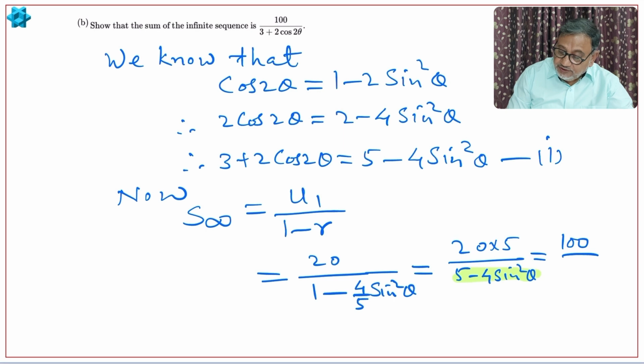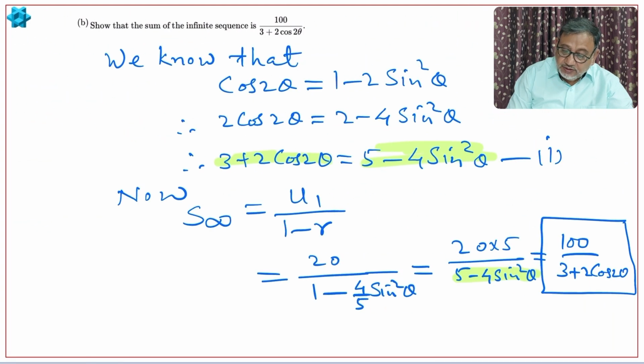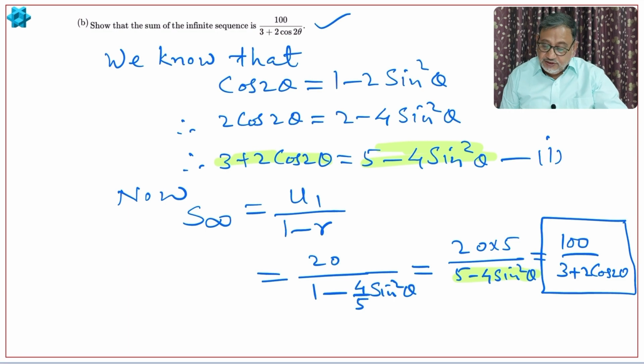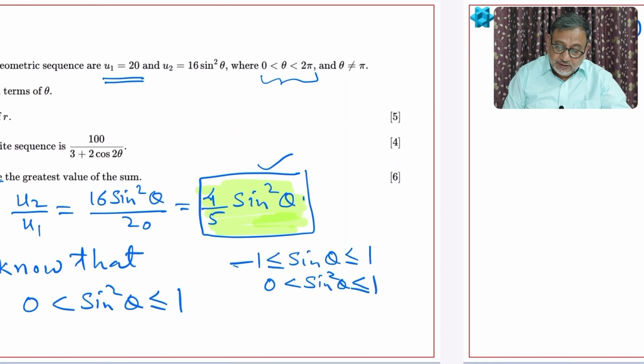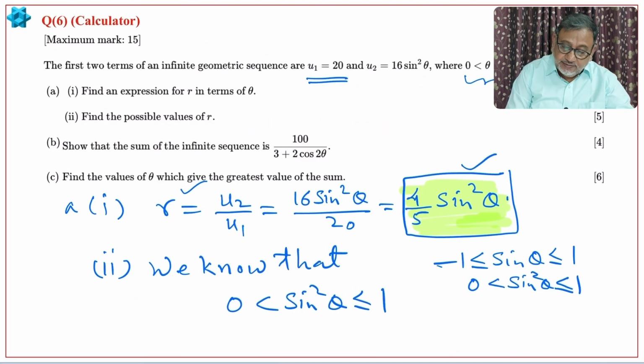Look here, this value is the same as this value, whose answer is this. So we will replace it by 3 plus 2 cos 2 theta. That's it. They said to show this, isn't it? Yeah, here: show that the sum to infinity is this. So we have shown it. Now one more part is there.